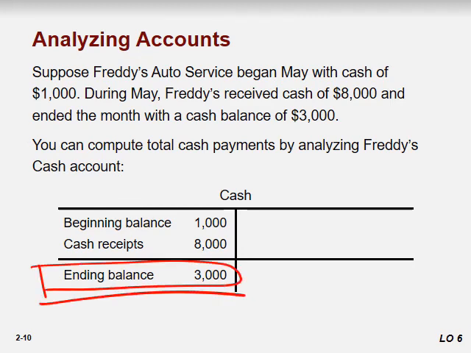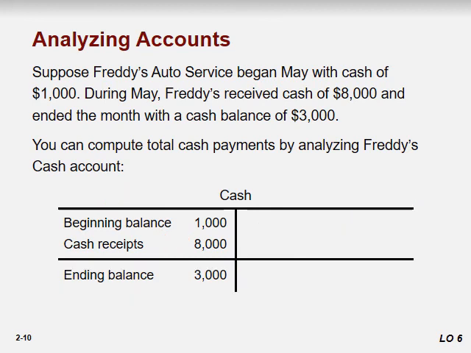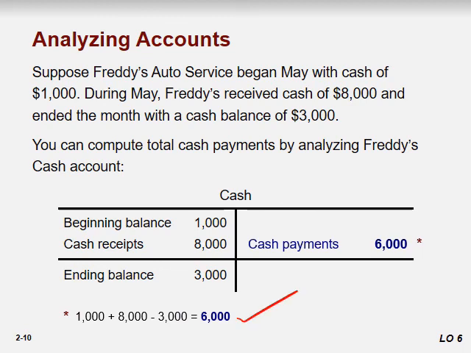It means this side is greater by 3,000. So this is 9,000 here, and 3,000 is greater, which means this side is 6,000. So payments total 6,000 there, right? That's why the debit side is 3,000 greater than the credit side. It means we have cash of how much? 3,000. So let's see the answer, right? Here it is.